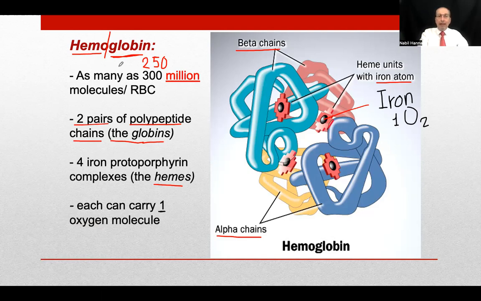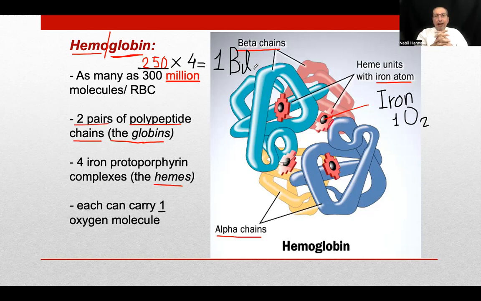So a single red blood cell has 250 million molecules of hemoglobin. Each molecule of hemoglobin carries 4 molecules of oxygen, and this means the single red blood cell can carry 1 billion oxygen molecules. Imagine 1 billion. That's the single red blood cell. And how many red blood cells do we have in a single drop of blood? 5 million. Enormous, enormous amount of oxygen.